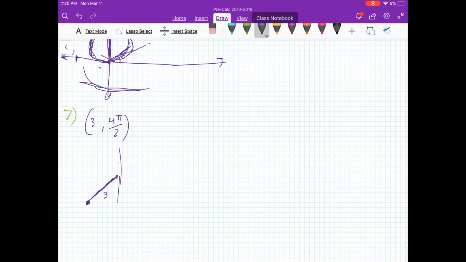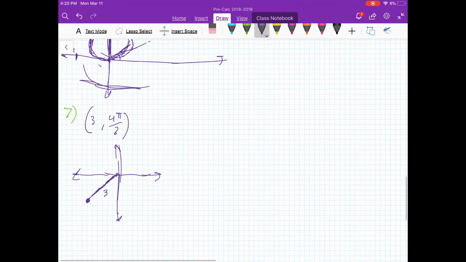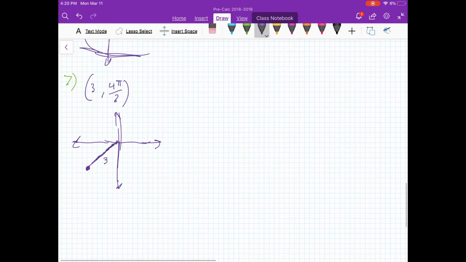If I wanted to put the axes on, I could as well. But in all honesty, they're not even quite necessary. Again, we don't even need to reference them at all. We can just find the angle, go the distance, and we're done. And that's how you graph a point in that kind of way.